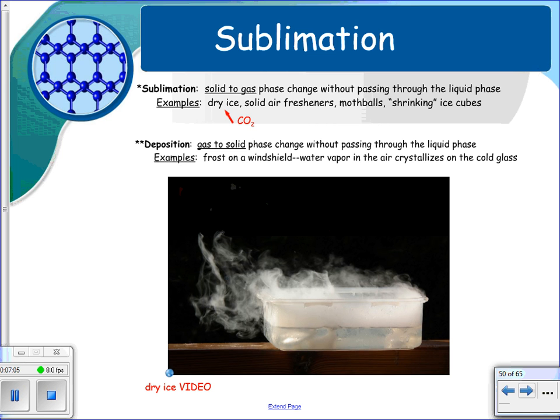Sublimation is a solid to a gas without passing through the liquid phase. Examples of that are dry ice, air fresheners, mothballs. Deposition is going from a gas to a solid without passing through the liquid. So frost on a windshield, water vapor in the air crystallizes on the cold glass.